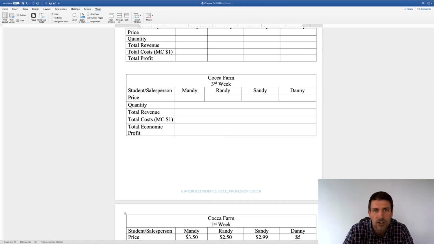Mandy says she's going to charge $3.50 for the milk. She may Google the milk and see what price a typical container is selling for. Randy decides to sell for $2.50. Sandy decides to sell hers for $2.99. And Danny, he wants to maximize profit. He's confident he could sell his for $5. So he goes and puts it in the supermarket. Maybe Danny's even standing there trying to sell his milk.